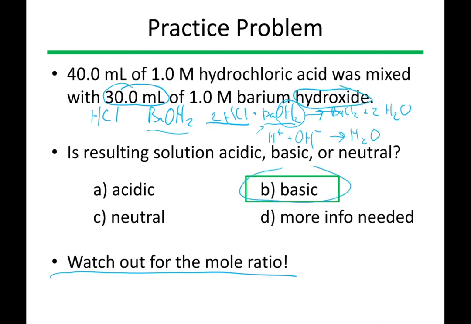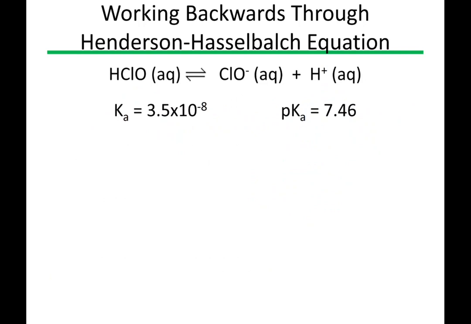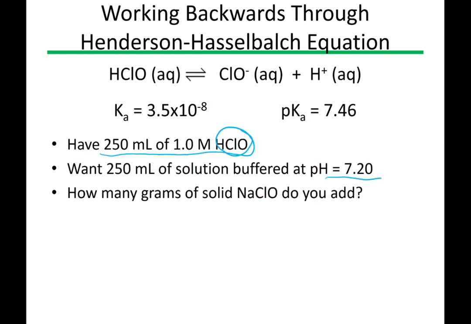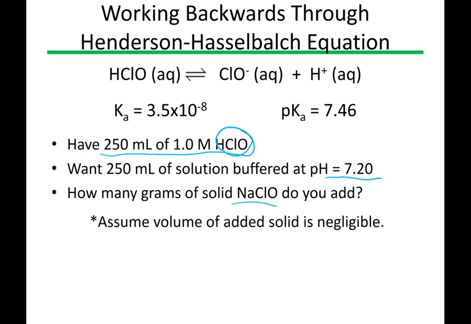So even though we have a lower volume, we still have more hydroxide ions, and this will be a basic solution. The last one we're going to look at is this question where we will try and work the Henderson-Hasselbalch equation through backwards. Here we have an equilibrium. We're given the pKa, and we're given that we have 250 milliliters of a 1.0 molar HClO solution. At the beginning, this solution, since it's just the weak acid, is not a buffer solution. We want to make a solution that is a buffer and buffered at a pH of 7.2. And the question is, how much solid NaClO will we add to make this buffer? This is telling us to assume the volume of the added solid is negligible, so we don't have to worry about changing the volume or changing the concentrations.